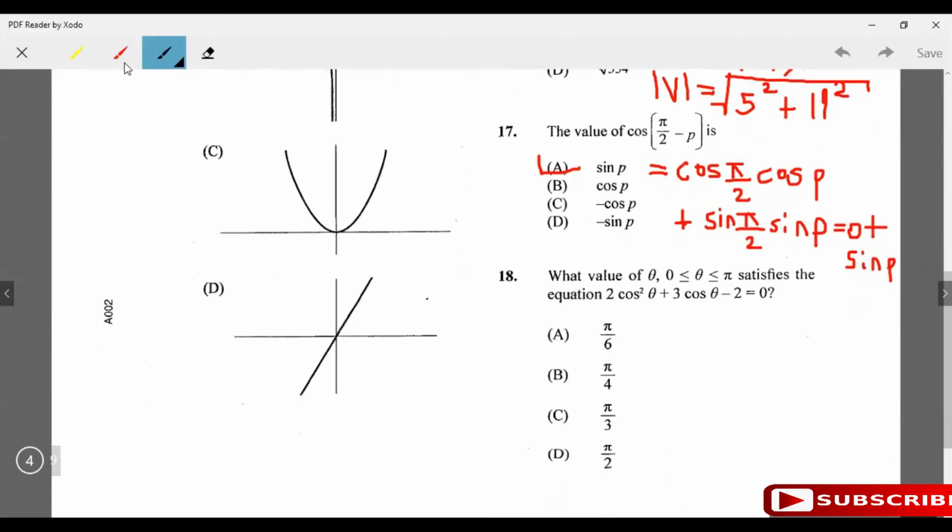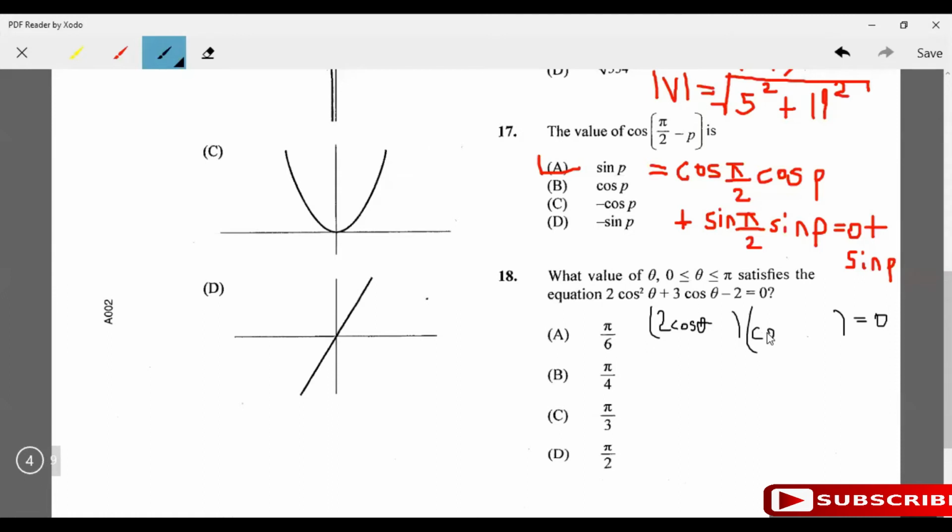All right. So we have a trigonometric quadratic equation to solve. And so we can just factorize it and solve it. So let's factorize it. Now, in order to get 2 cos squared theta, it has to be 2 cos theta and cos theta. That's the only way we're going to get 2 cos squared theta.